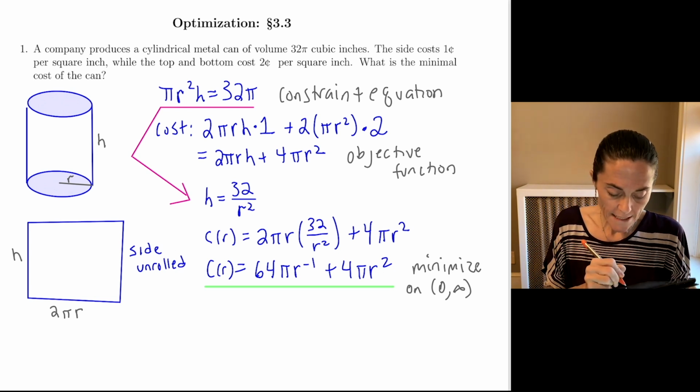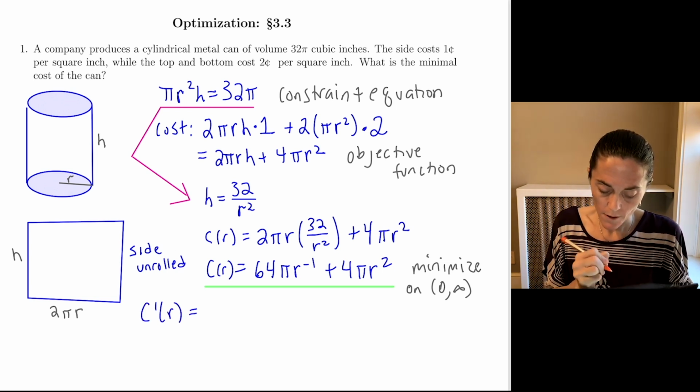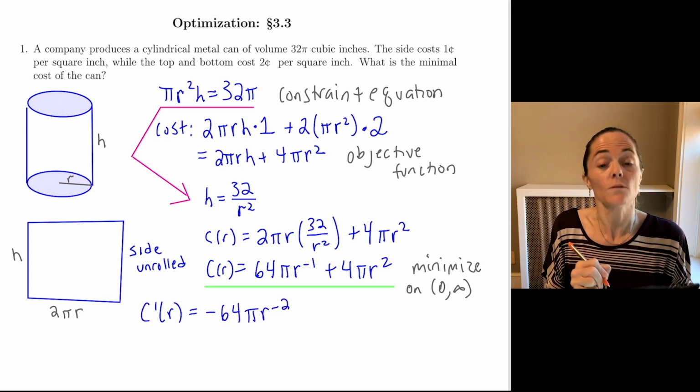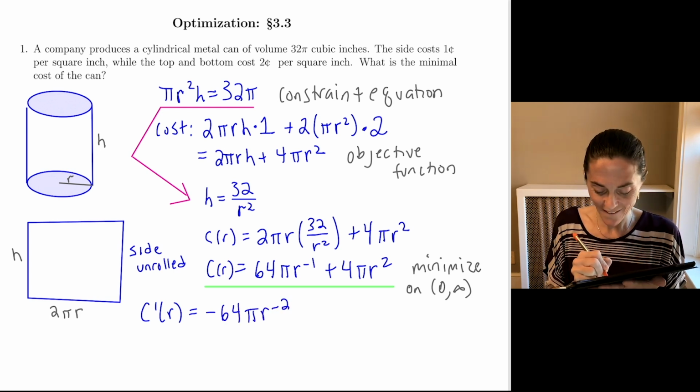So we take the derivative, C prime of r. This is minus 64 pi r to the minus 2, and then we have plus 8 pi r.